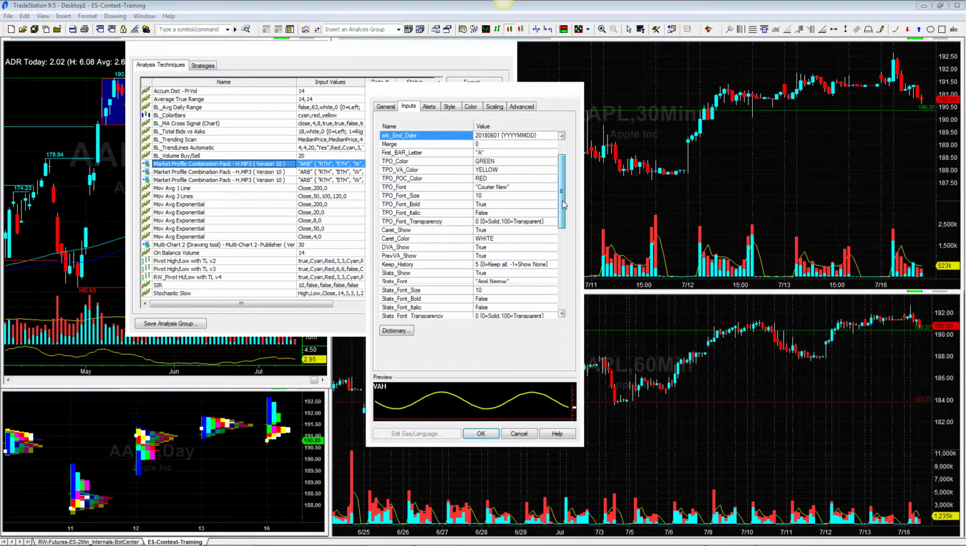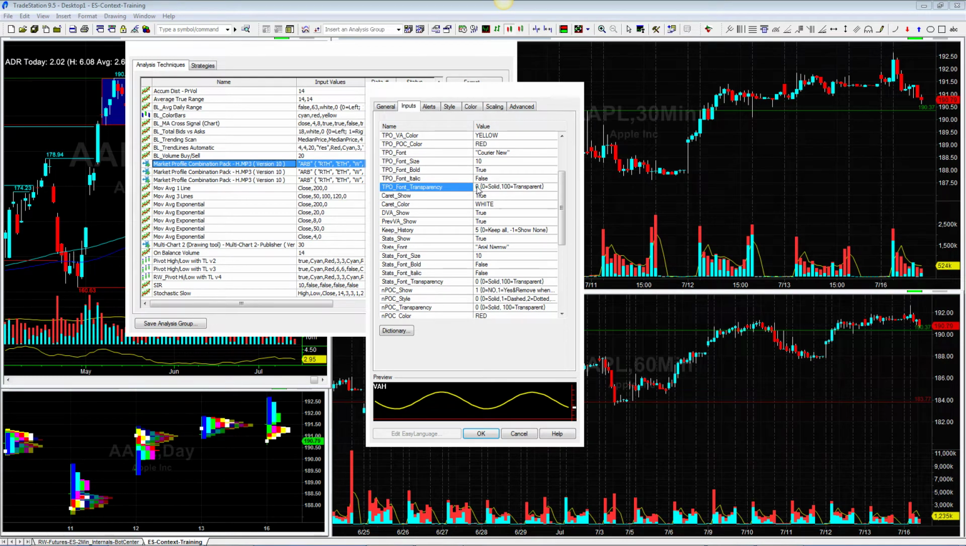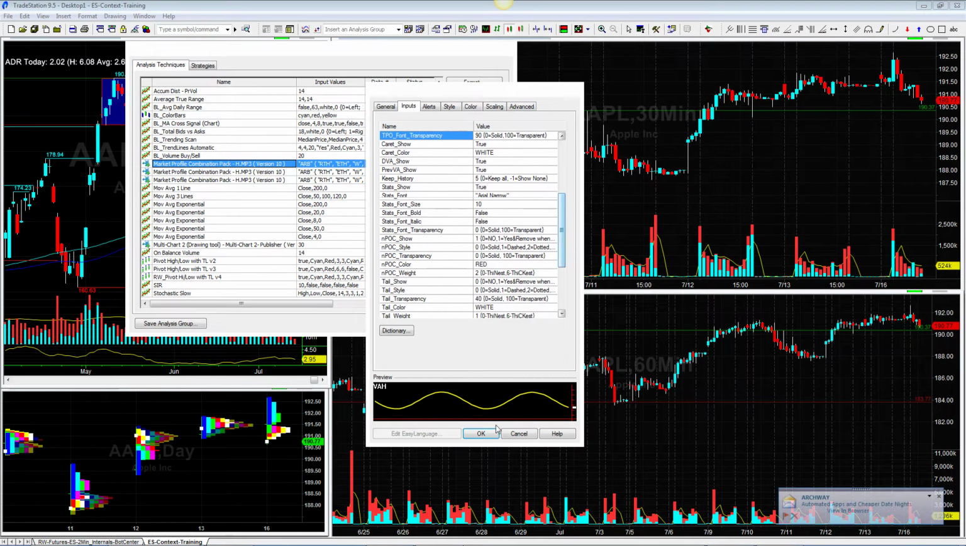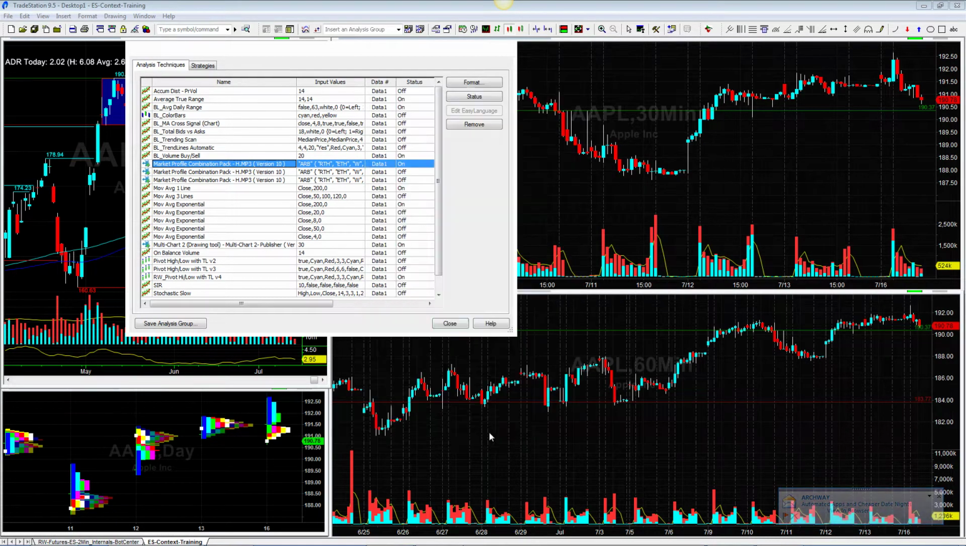Let me just make sure. Let me just lower this so it's not completely covering up our price action there. Just a sec. All right, that should be good for now. And did I turn it off? Yeah, it's off. Okay, cool. So we'll turn that on.